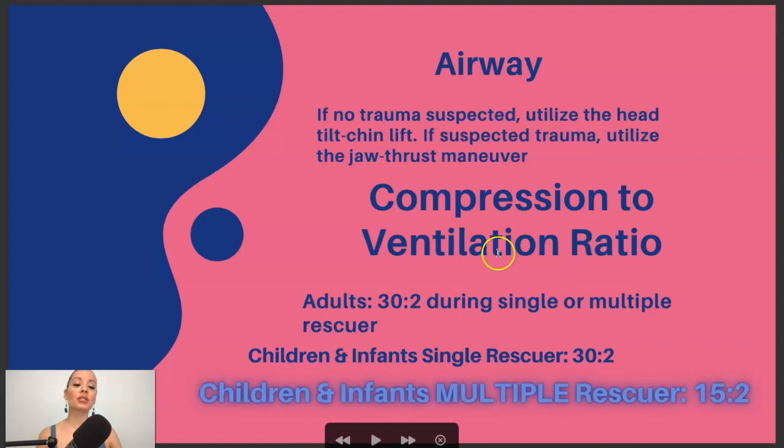Now, compression to ventilation ratio, this is on the test. For a single or multiple rescuer in adults, it's going to be 30 to 2. So 30 compressions to 2 breaths. It doesn't matter if it's a single rescuer or multiple rescuers. Now, in children and infants, 1 rescuer is also 30 to 2. However, if there are multiple rescuers in children and infants, then it's 15 to 2, and that's usually in the test. If there are 2 people doing resuscitation on a child or an infant, it's going to be 15 compressions to 2 ventilations, to 2 breaths, okay?